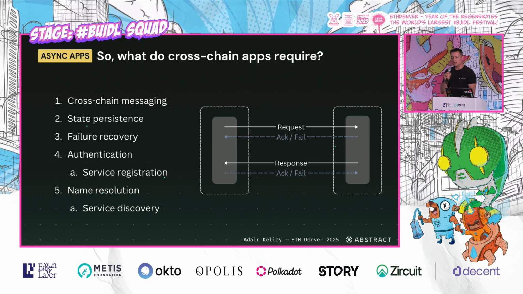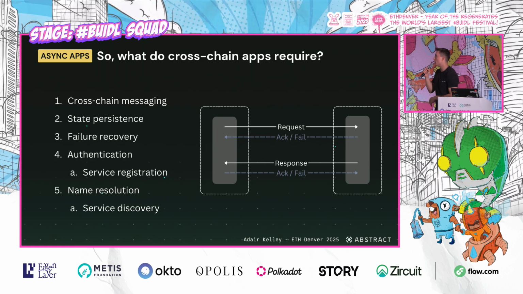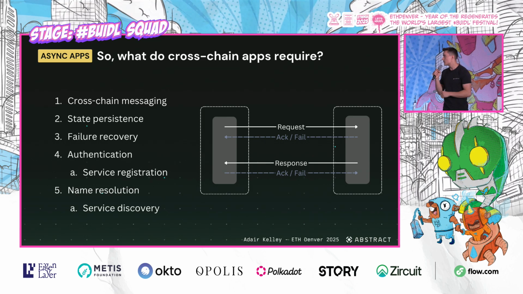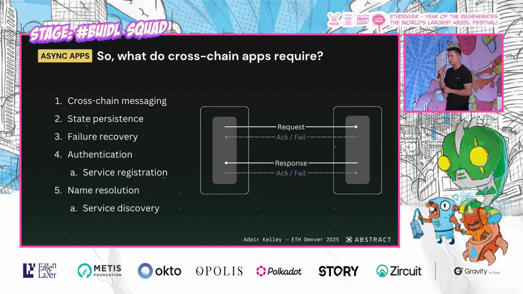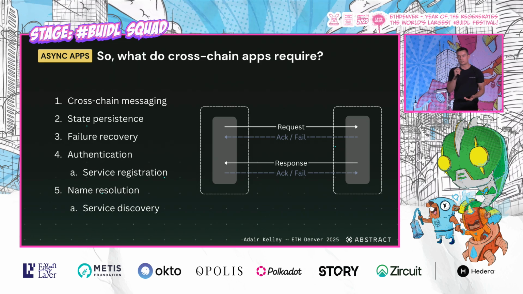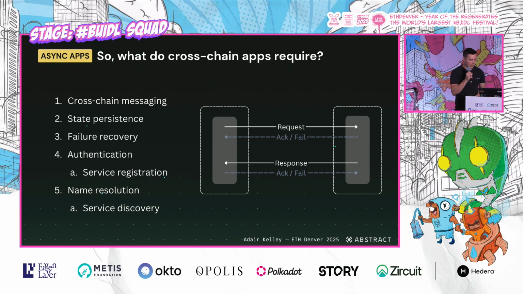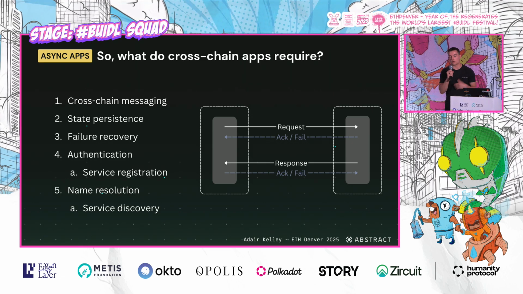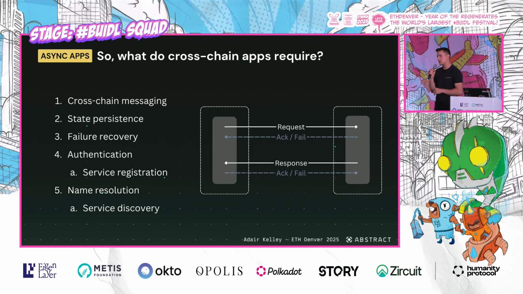So let's take a step back and think about what features cross-chain apps require. One is cross-chain messaging. You have to send requests from one chain to the other, and you'll get an acknowledgement or a failure case once you send that request out. These failure cases or acknowledgements, you do also have to persist.